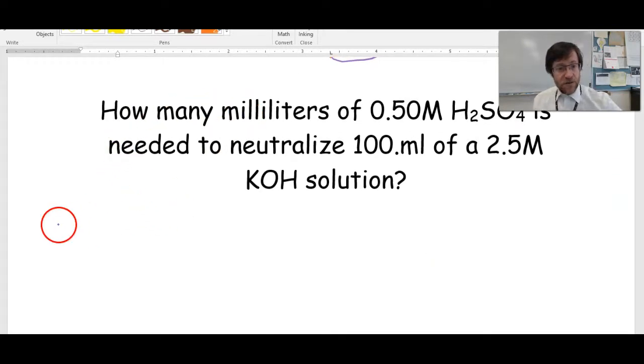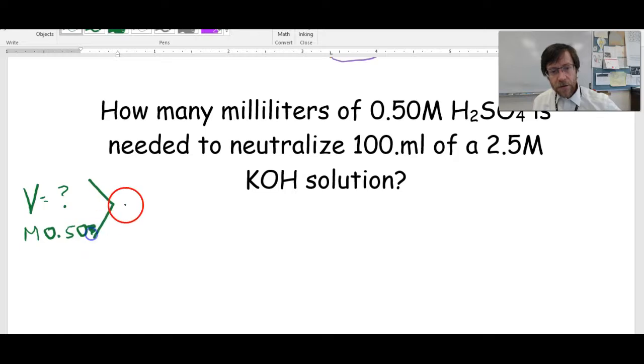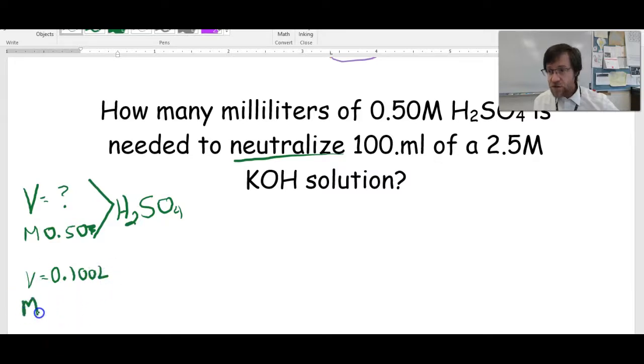How many milliliters? That's a question for volume, so volume equals question mark. And molarity is 0.50, for H2SO4, is needed to neutralize. Okay, I've got 100 mils of a 2.5 molar solution of KOH.